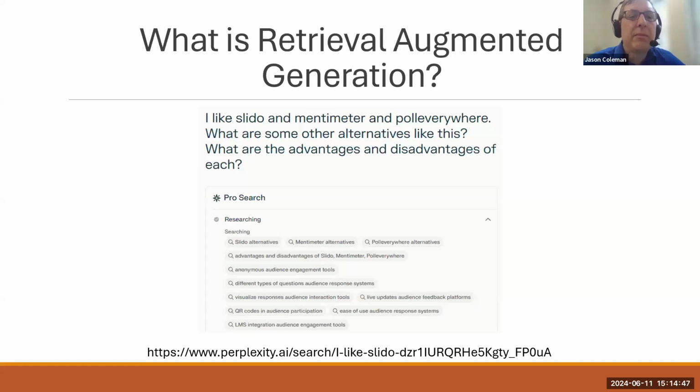So I said I like Slido and Mentimeter and Poll Everywhere. What are some alternatives like that? And what are the advantages and disadvantages of each? That was my prompt. Perplexity processes that in ways that are mysterious. And you'll notice that it turned it into a number of individual searches.